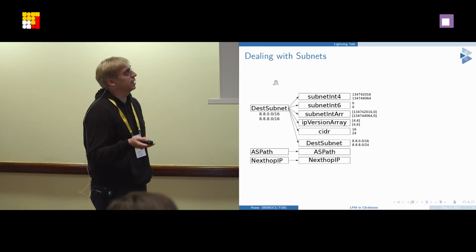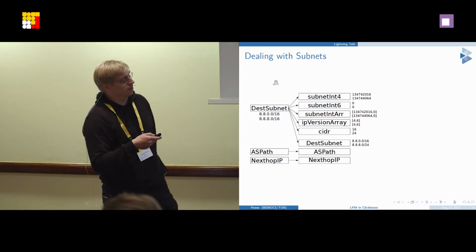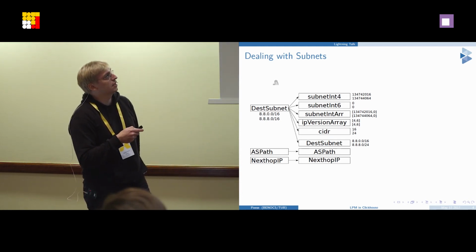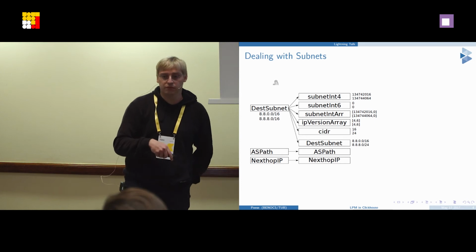v6 addresses have 128 bits. The biggest data type in ClickHouse is an int64, so this actually needs to be cut to the first 64 bits, which is the only relevant part for routing anyway.